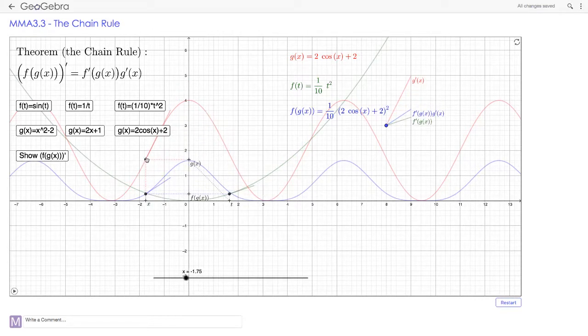So for example, here we're going rather quickly in the positive direction. And the next question is, where are we? Well, our position was g of x, so we should plug this g of x into our f function. Then we get this.